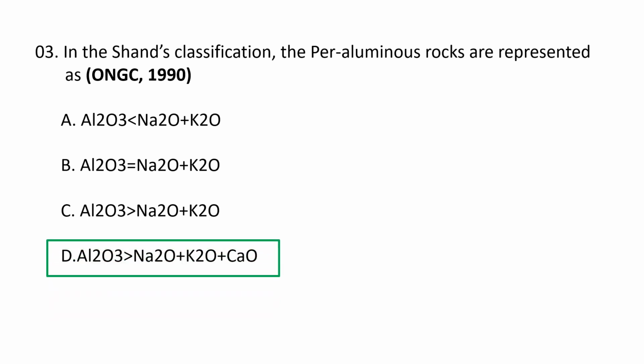So in Shand's classification, the peraluminous rocks are represented by aluminium oxide being greater in proportion than the sum of sodium oxide, potassium oxide and calcium oxide. Examples of these peraluminous minerals include biotite, muscovite, cordierite, andalusite and garnet. Peraluminous corresponds to aluminum saturation index values greater than 1.